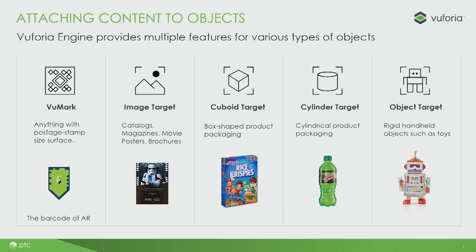Now, what all of these objects have in common is that they have what we call natural features, meaning they have contrasting visual information that the computer vision algorithms can latch onto and understand.